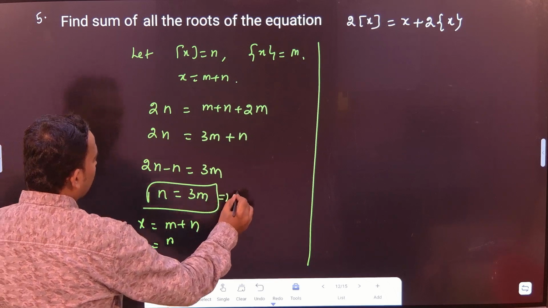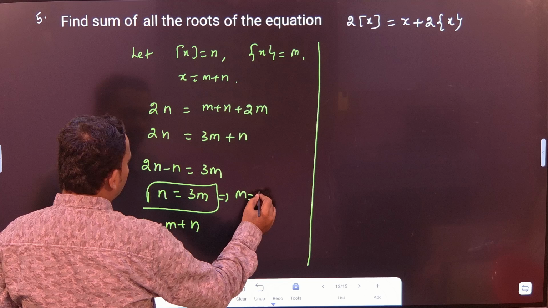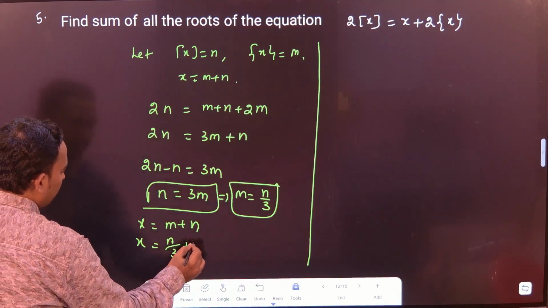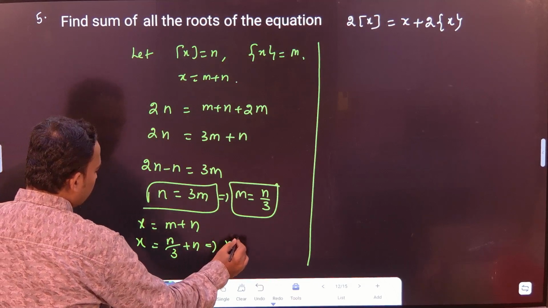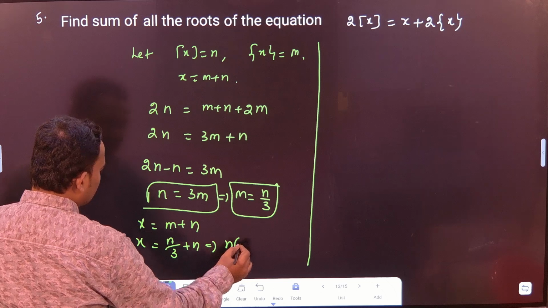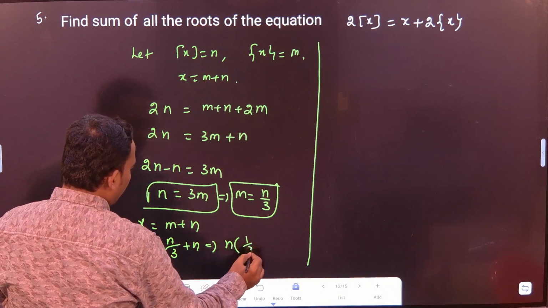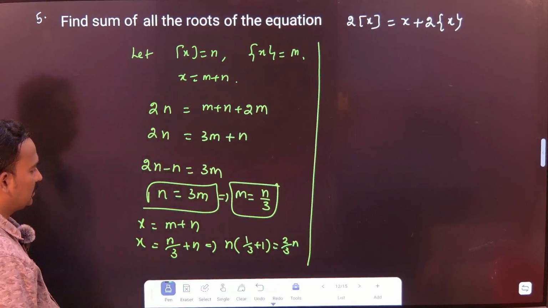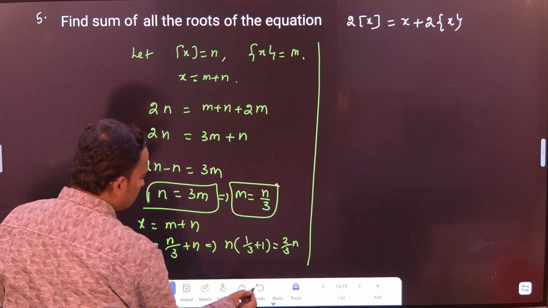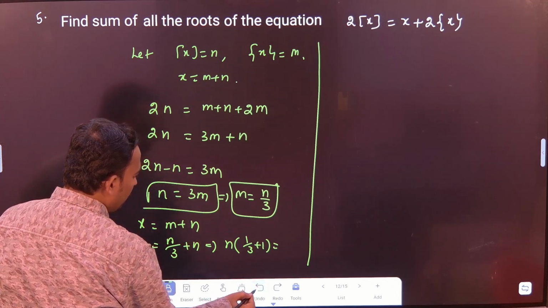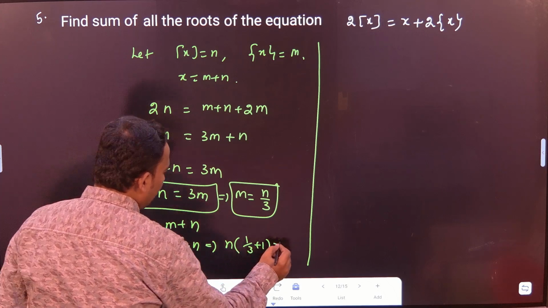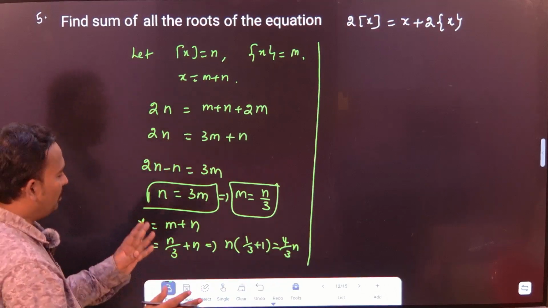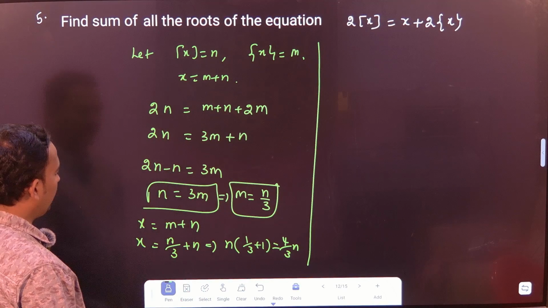You have to write m in terms of n, right? m is equal to n by 3, right? You can substitute it here, n by 3 plus n. If you take n out, what will you get? 1 by 3 plus 1, that is 4 by 3 n, right? So we got the x value, then you can do it easily, right?